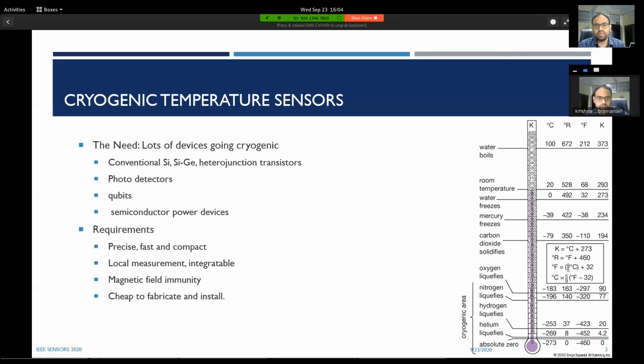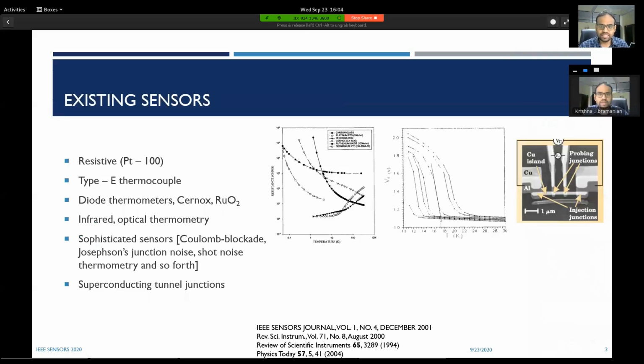But there have been a bunch of sensors which have been used till now. The most common one being the resistive platinum 100 based sensors. They are bulky, they are big, and they are not efficient at low temperatures. Next come the ultra cheap type A thermocouples. They are compact, they are small, they are fast. However, it often requires a reference, and they are not much suitable because they cannot be integrated into devices.